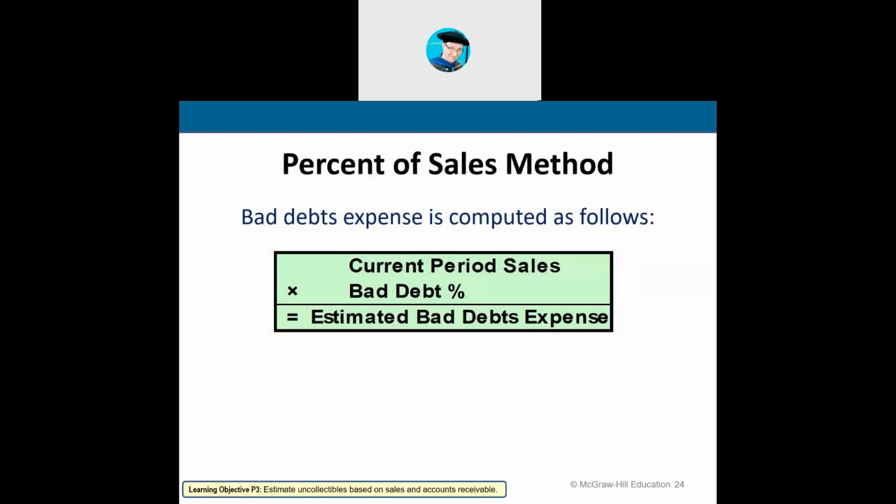Percentage of sales. Very simple. You take your current period sales, your month, your year, whatever. We multiply this by the bad debt percentage. This is the percentage that we expect we will not be able to collect. This gives me my total estimated bad debt expense.